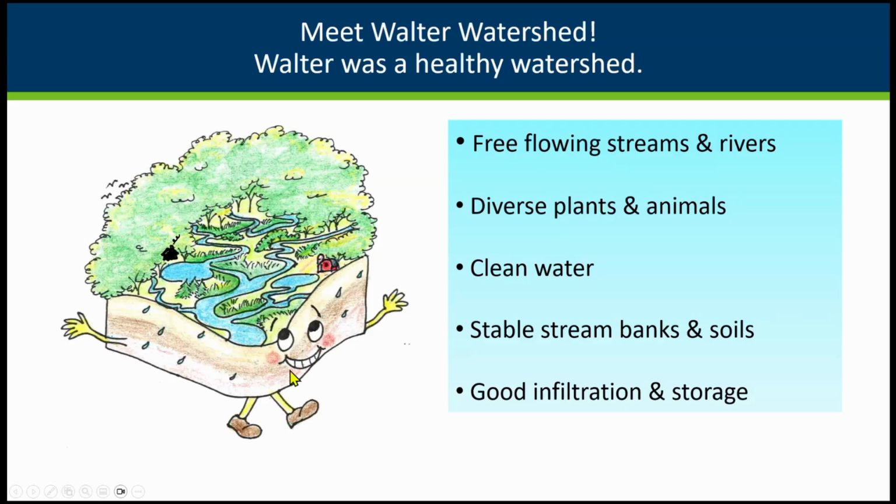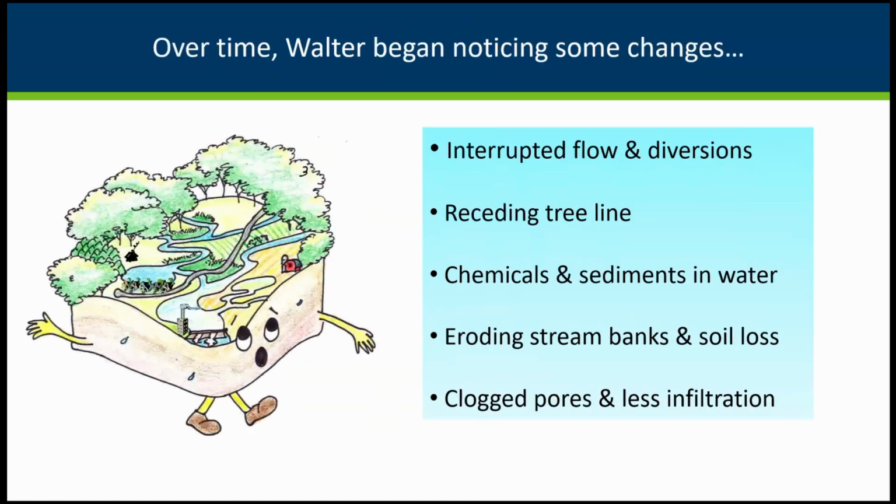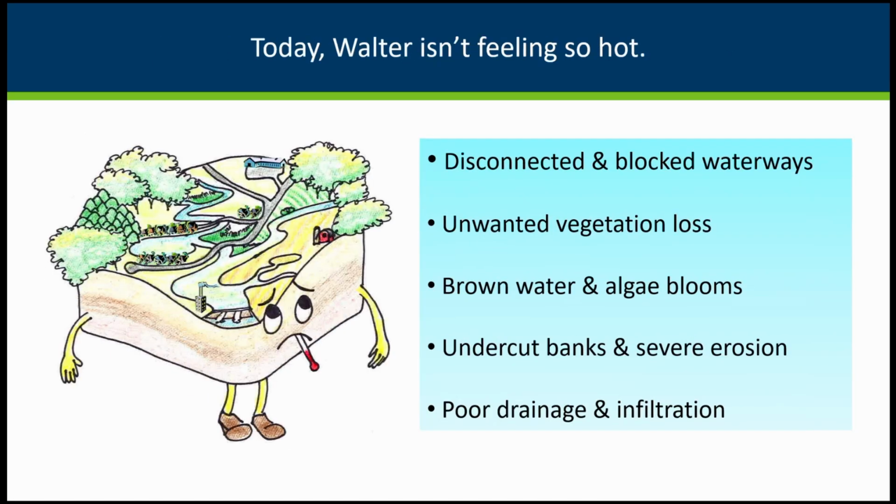So here's some little illustrations that one of our coworkers did quite a few years ago, Walter Watershed, talking about how in a natural watershed, you've got those free-flowing streams and rivers, nice diversity in the habitat, cleaner water, stable stream banks, good infiltration and storage. But we get a little bit of development, we start having loss of some of that habitat, we start seeing more erosion, less infiltration, and even more development, and it isn't such great water quality. We've lost a lot of the habitat, especially along some of our shorelines, and that does impact water quality in general and the overall health of that watershed.